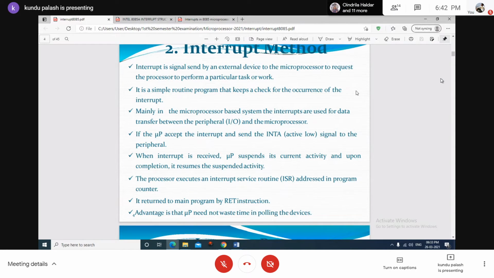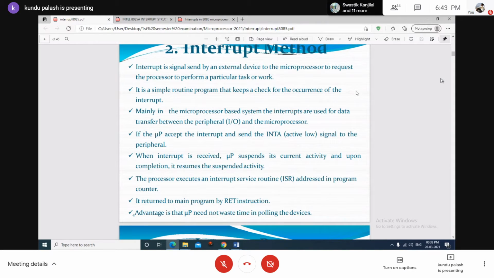If the microprocessor accepts the interrupt, it must send an interrupt acknowledge signal, because in the 8085 there are two signals, one called INTR and the other INTA bar. INTR is called the interrupt request signal, which may arise from the external peripheral device, and upon receiving this interrupt signal, whatever its state of action, the CPU immediately sends an interrupt acknowledge signal, which is active low, through this pin in the case of the 8085.